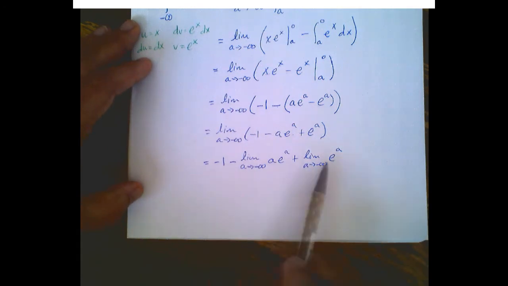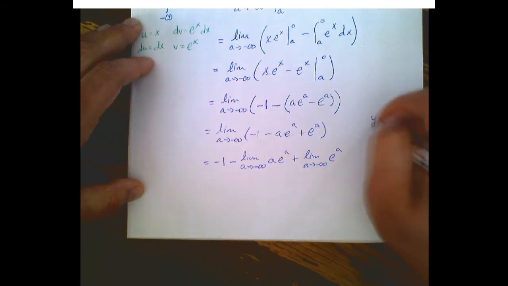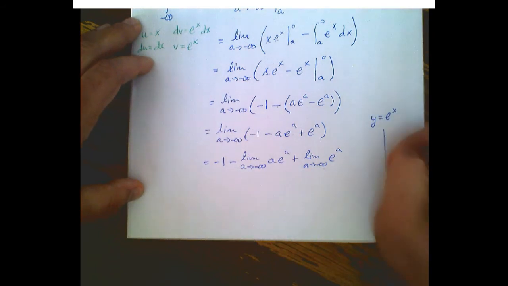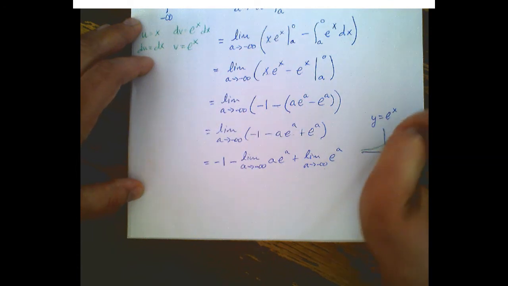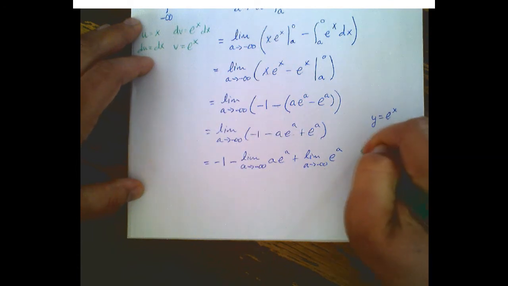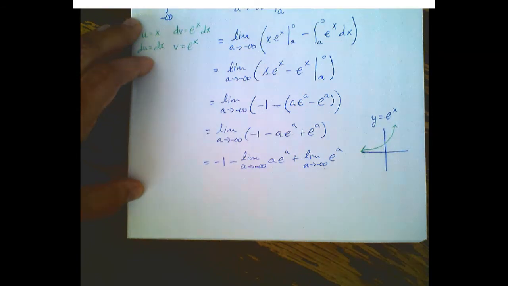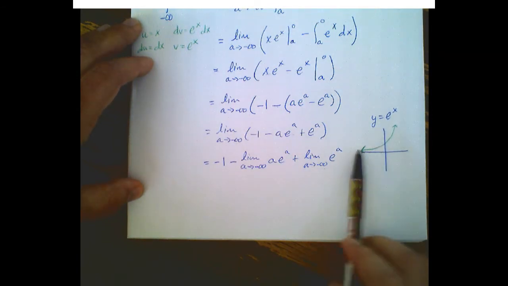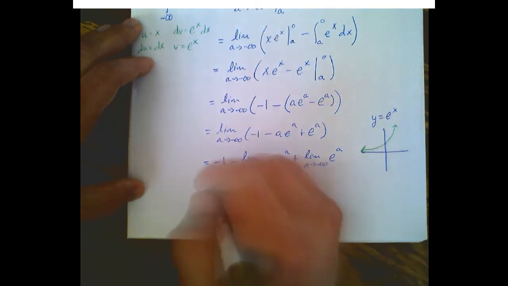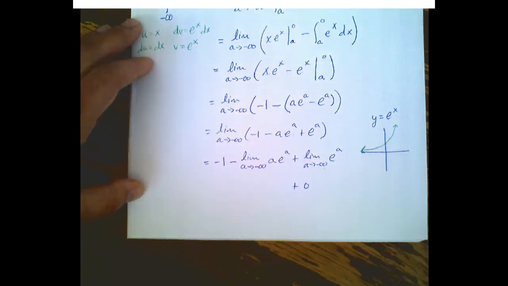So first off, let's do this one. This one's not so bad. So what's happening for the exponential function? So for this guy, y equals e to the x looks like that, right? So if we go towards negative infinity, this function goes to 0. So this is 0. Right?